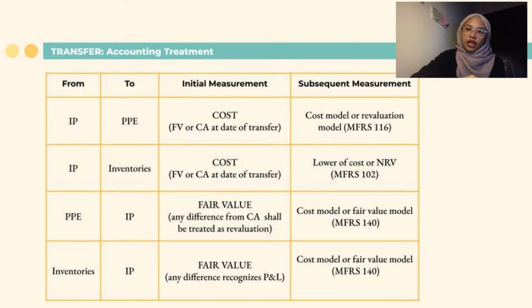Then subsequently measure at the lower of cost or NRV in accordance with MFRS 102. PPE to investment property: at the initial measurement at fair value, any difference from carrying amount shall be treated as a revaluation. Subsequent measurement at cost model or fair value model in accordance with MFRS 140. From inventories to investment property, initial measurement uses fair value. Any difference is recognized in P&L, and subsequent measurement uses cost model or fair value model under MFRS 140.